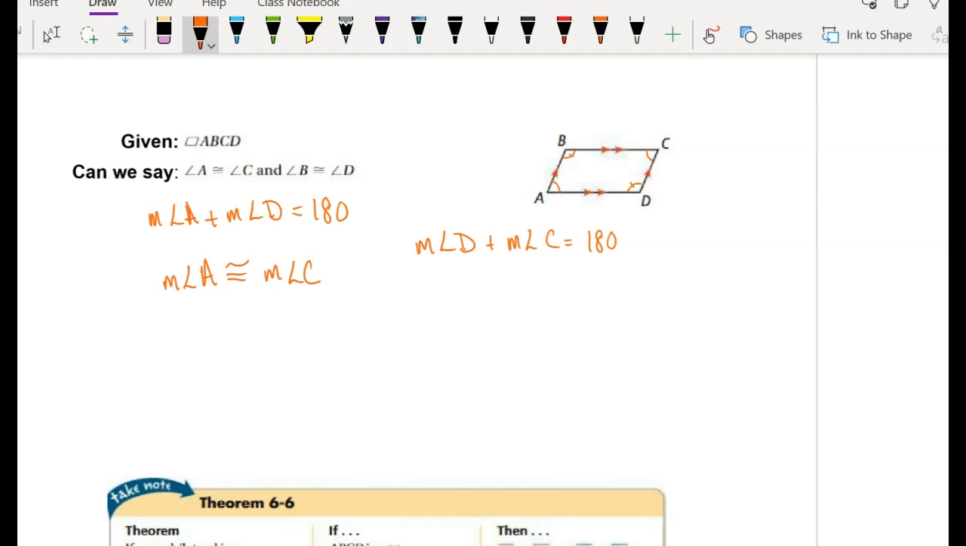We can either use substitution or the third angle theorem. We looked at D, and when we added angle A, we got 180. And when we had D and we added angle C, it equaled 180. So the only thing that changed was A and C, so we know that A and C must be congruent. So yes, we can say that. We would do the same thing with B and D.